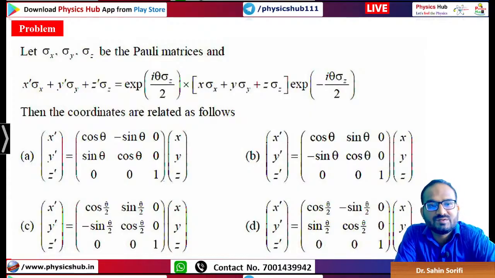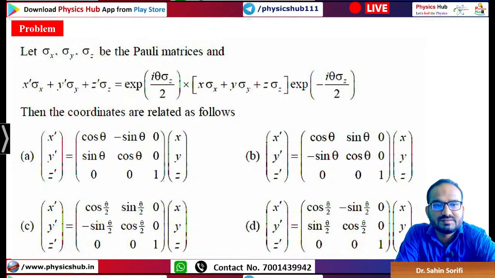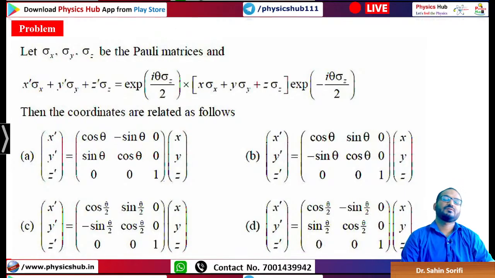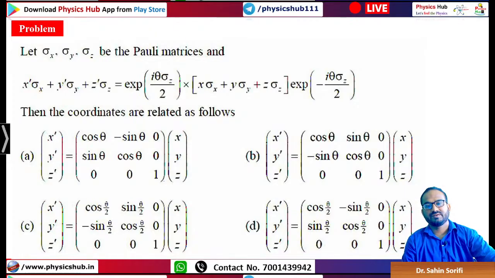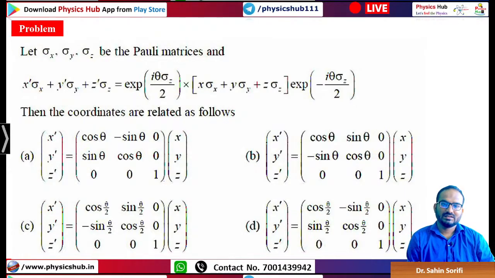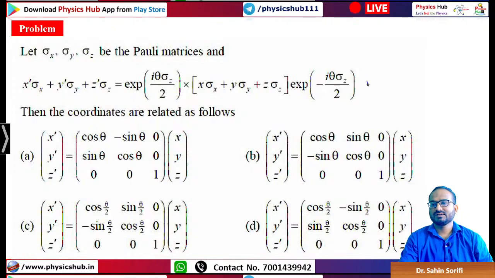Let sigma x, sigma y, sigma z be the Pauli spin matrices, and x prime sigma x plus y prime sigma y plus z prime sigma z equals to this. Then the coordinates are related. So look, this problem looks very difficult, but it is actually very easy. It is just lengthy, but it is easy. You just need to represent the given equation in matrix form. Then the solution will be done.